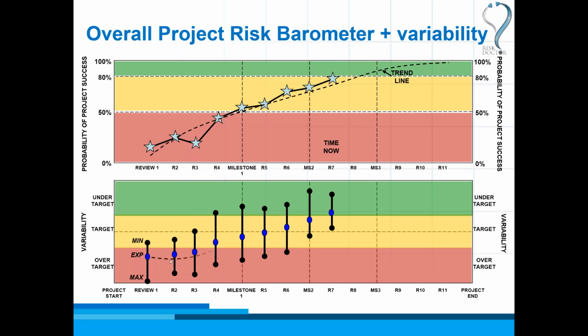And you can create a trend line through these plots and see where we expect the project to end up. So here we have two things we could put on our dashboard. One is the probability of project success, and the other is the range of variation in the project. Are we likely to succeed or to fail? And how much variation could there be? Are we likely to be under target, on target, or over target? And these sorts of things might help us to report the status of our overall project to our stakeholders.